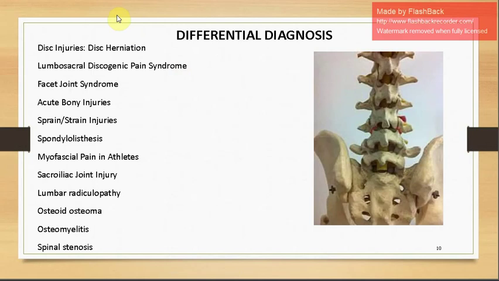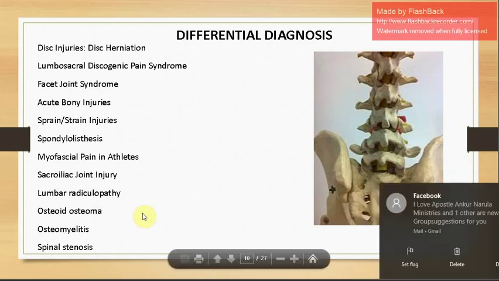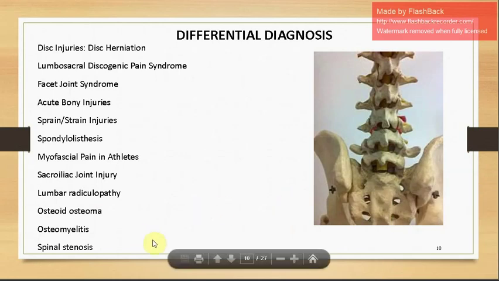A lot of other conditions can occur in the lower back area and lumbar area. So we have to do the differential diagnosis starting from disc herniation, and then discogenic pain syndrome, facet joint syndrome, acute bony injury, sprain, strain, spondylolisthesis, myofascial pain in athletes, sacroiliac joint injury, lumbar radiculopathy, and then osteoid osteoma, osteomyelitis, spinal stenosis.